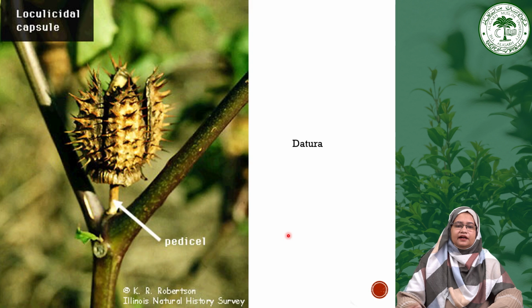Then this is another example of a loculocidal fruit, that is the datura. As you can see here, these are the splitting lines showing the capsule that develops from the ovary.